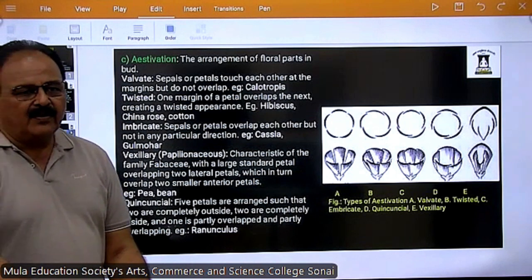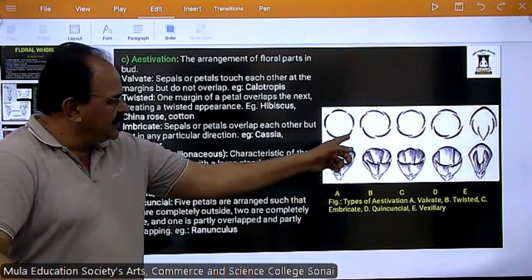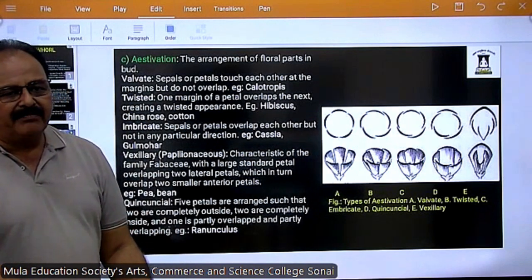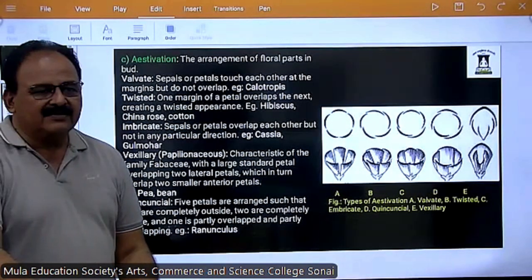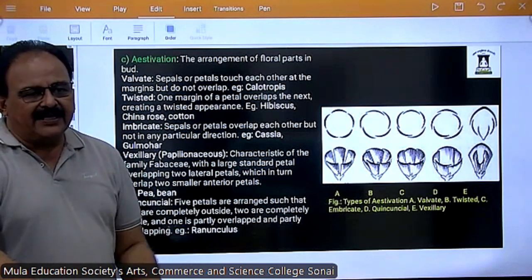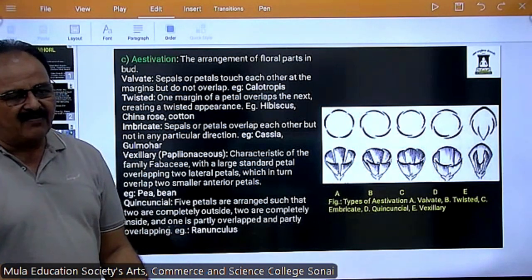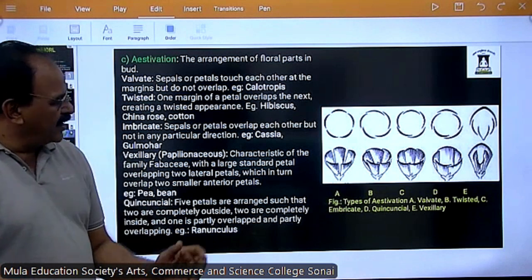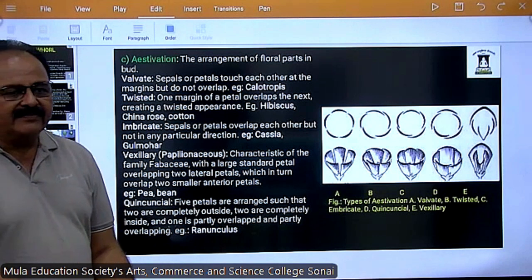Then second type is twisted. In this type, one margin of the petal overlaps the margin of the next petal. It creates a twisted appearance. For example, hibiscus, or also it is found in cotton.